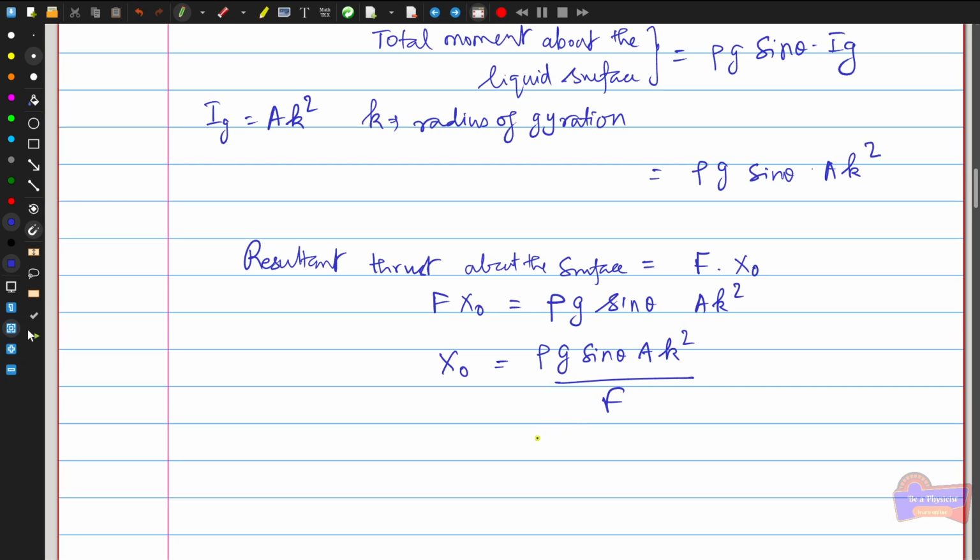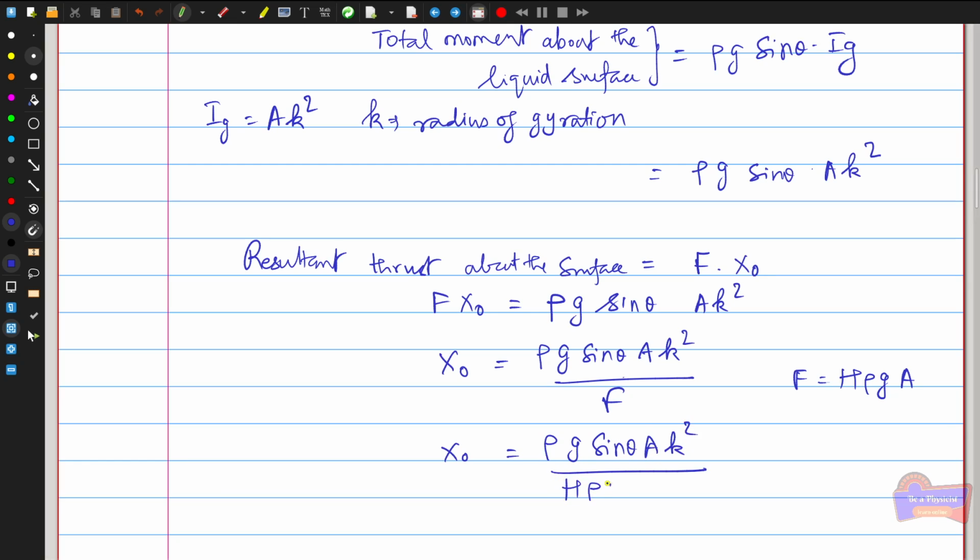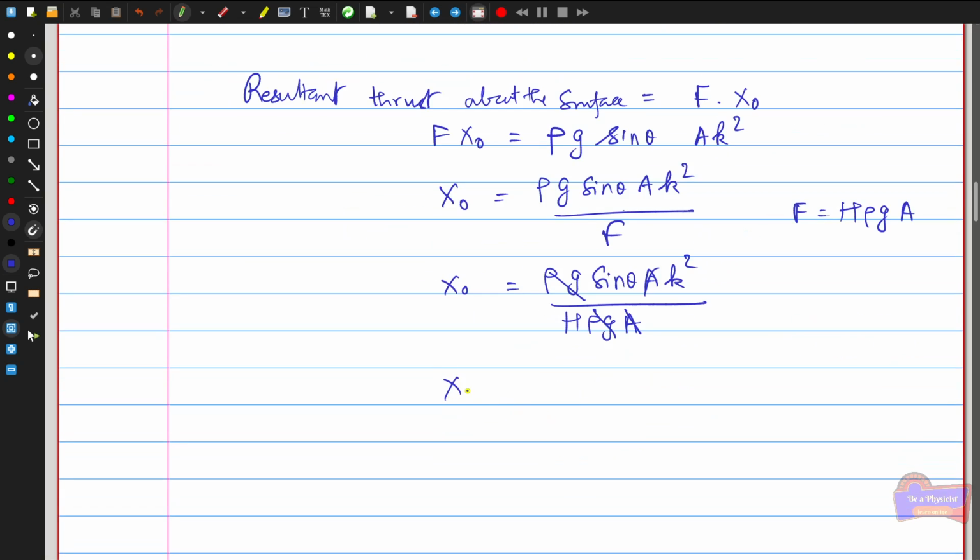And this f we already found is nothing but capital H times rho g into capital A, which we calculated previously, so I can substitute this relation here. So rho g sine theta A k squared divided by H times rho g into A: rho g and rho g get cancelled, and A is cancelled. The final value of x0 is sine theta into k squared divided by H.